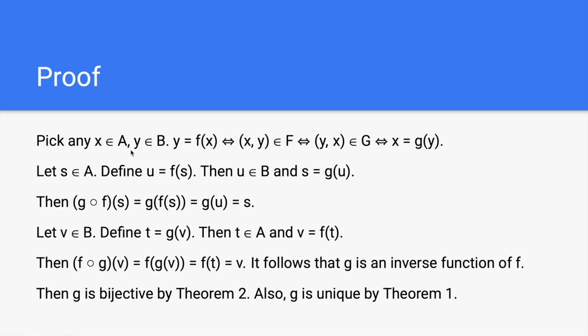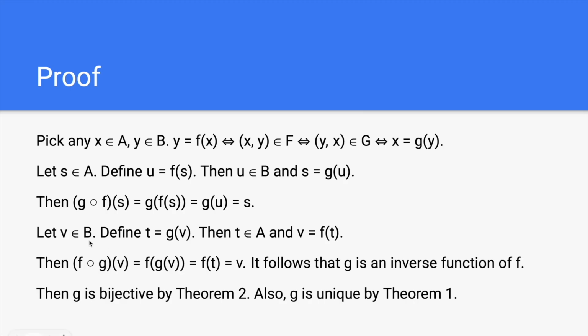Pick any x belongs to A, y belongs to B. y equals f of x if and only if (x, y) belongs to F, if and only if (y, x) belongs to G, if and only if x is equal to g of y. Let s belong to A. Define u equal to f of s. Then u belongs to B and s is equal to g of u. Then g compose f of s equals g of u equals s.